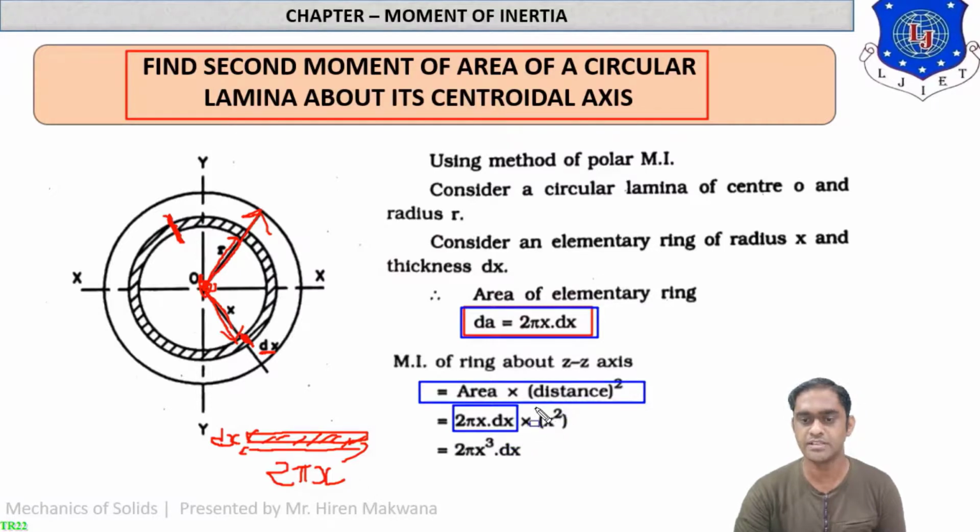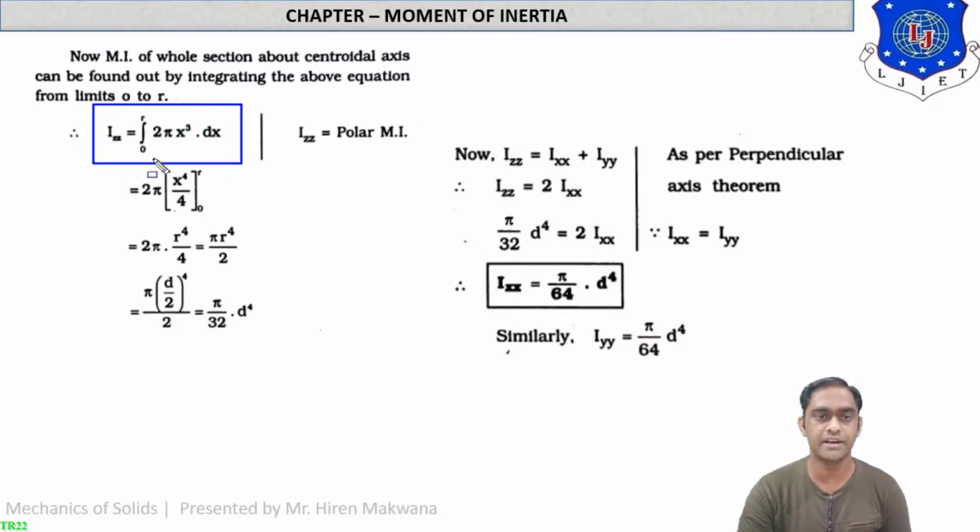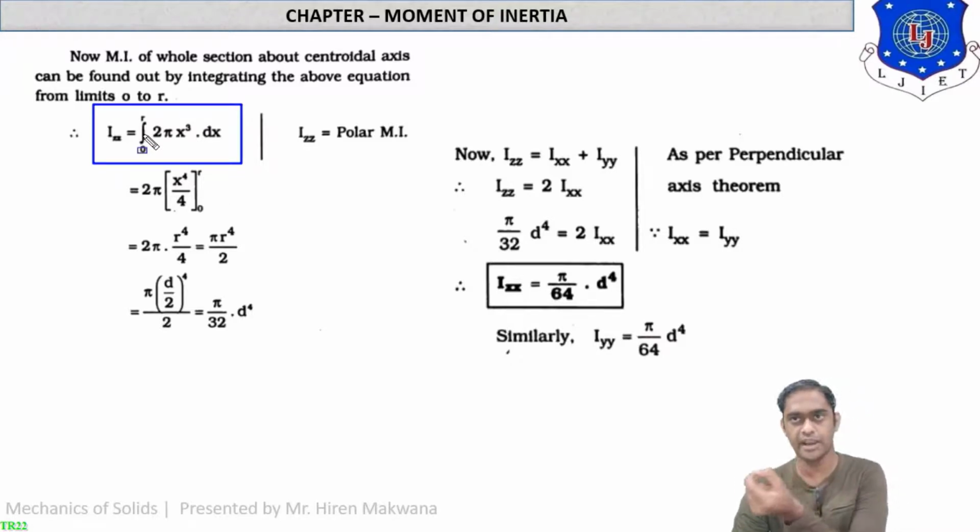What is the square of the distance? It is x square. So by multiplying and simplifying, you will get 2 pi x cube into dx. So this is the moment of inertia of the ring about the zz axis. Now let us go ahead. If you want to find the moment of inertia of the total circle, then integrate it from 0 to r, because the strip can be cut from the center up to the end of the circle, up to the circumference of the circle.